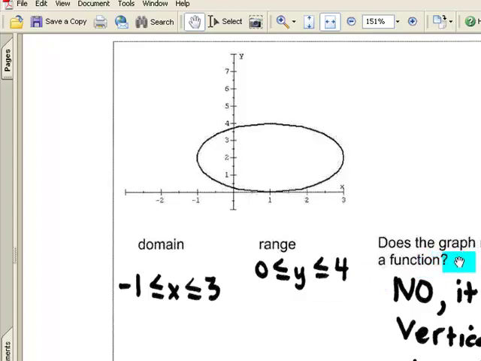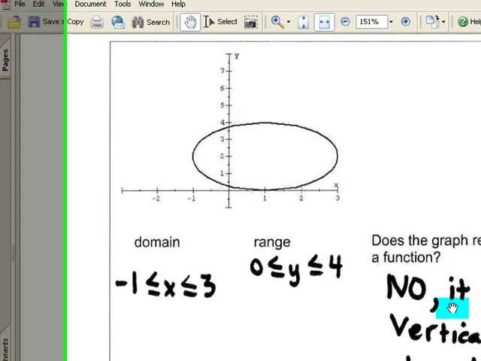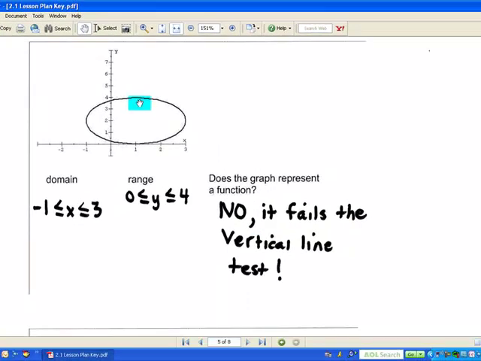Does this graph represent a function? And the reason the answer is no. From the last example, remember what we talked about. In order to determine if a picture represents a function, you apply the vertical line test. If I draw a vertical line down through this ellipse, it crosses the graph more than once. That implies that we do not have a function.